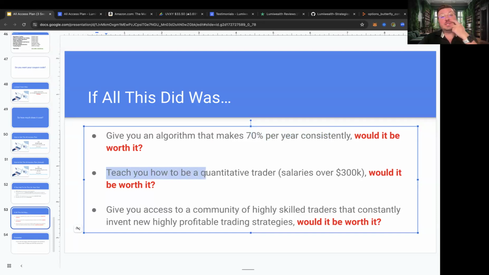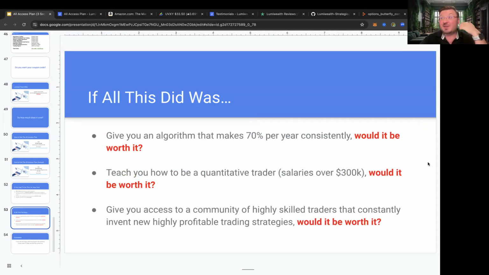If all you learn from this is how to be a quantitative trader, how to build trading algorithms so you could get a job at a hedge fund or something like that. These salaries are over $300,000 for people like this. They pay very well, working in New York City. Whenever I used to work in New York, I got paid very, very well doing what I did, and this is before I got very good at this stuff specifically. If you could learn how to become a quantitative trader and get a salary of something like $300,000 a year, would that be worth it? Would that be worth $7.99 a month?